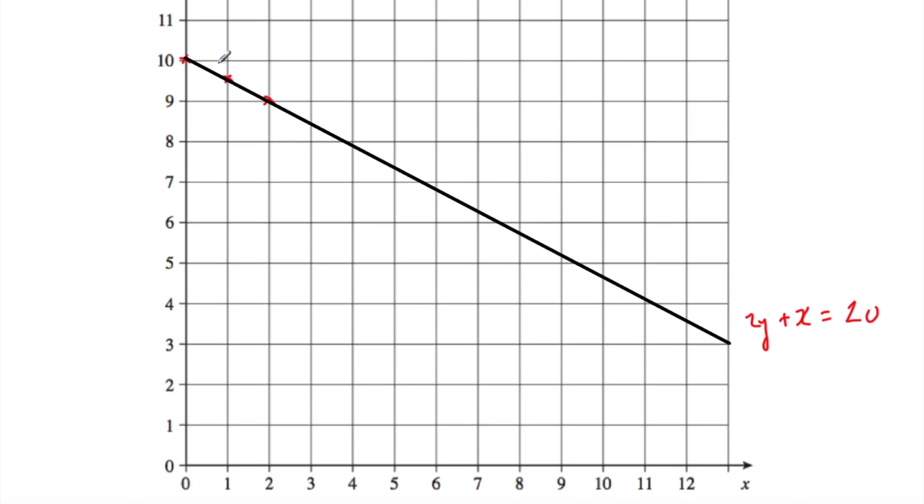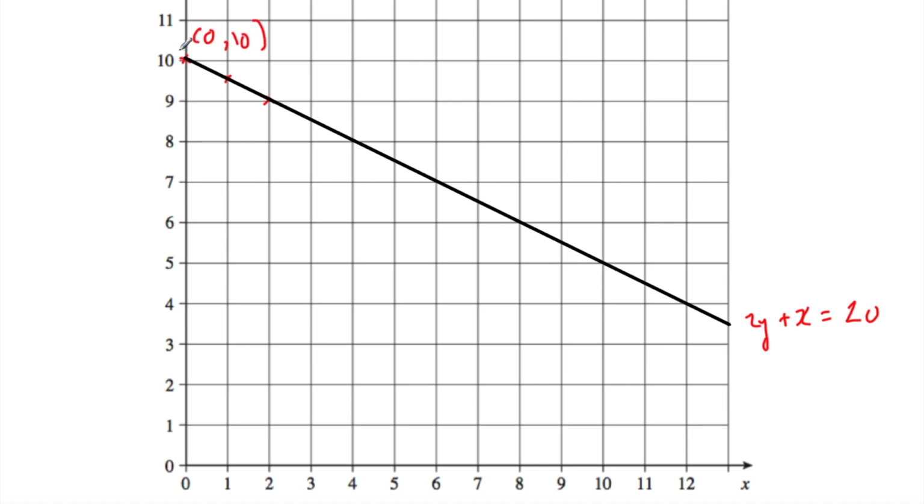And I'm going to choose 2 points on the line. I'm going to choose this point here, 0, 10. So one of the points I'm going to choose on the line is 0, 10. I could choose 1, 9.5 or 2, 9 if I wanted to.